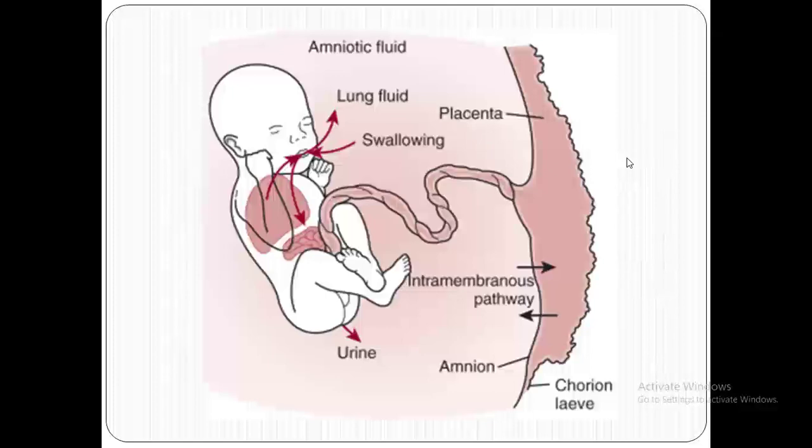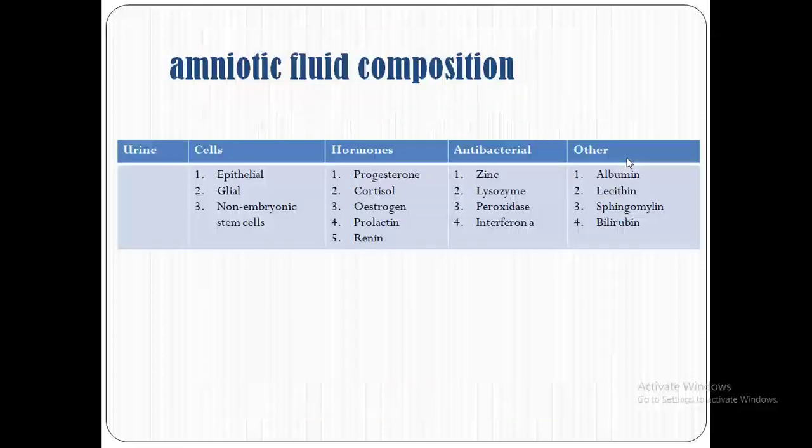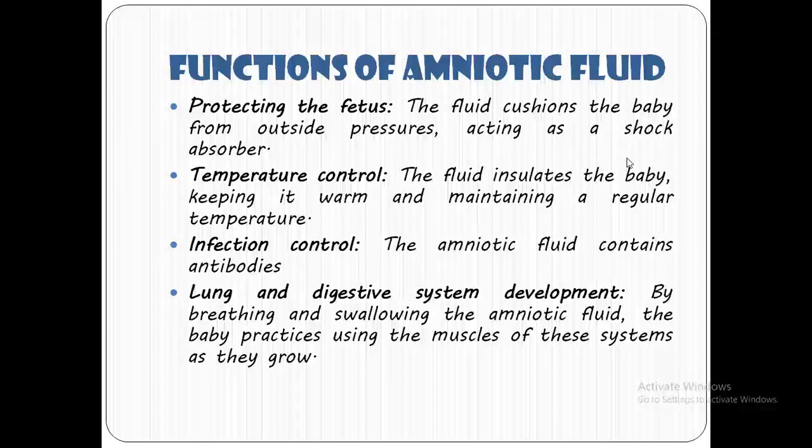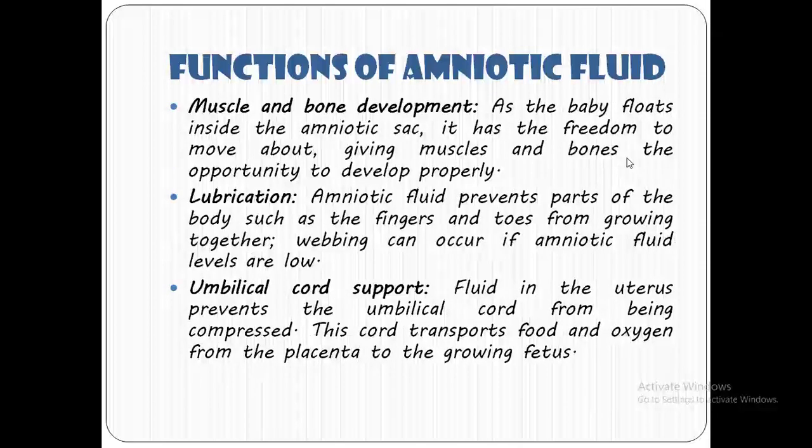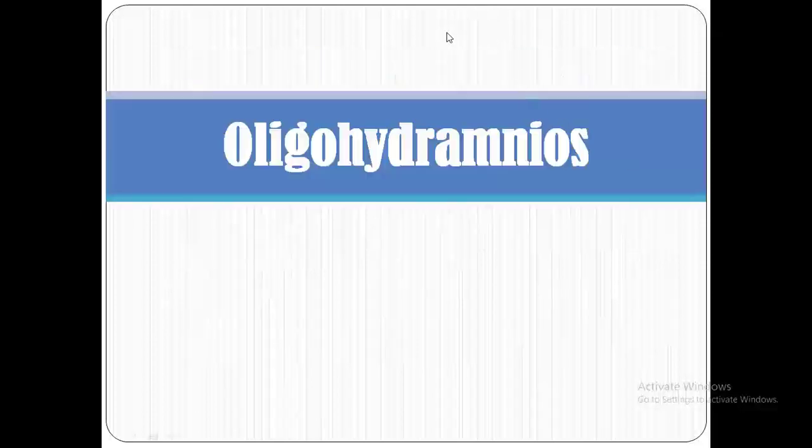Okay, so this is the cycle of amniotic fluid. As you can see, it goes through a transmembranous pathway, and the urine comes out, gives us the amniotic fluid, and the baby swallows the amniotic fluid. Alright, so its functions are protection, temperature control, infection control, lung and digestive system development, muscle control, lubrication, umbilical cord support. Okay, we're getting into oligohydramnios.